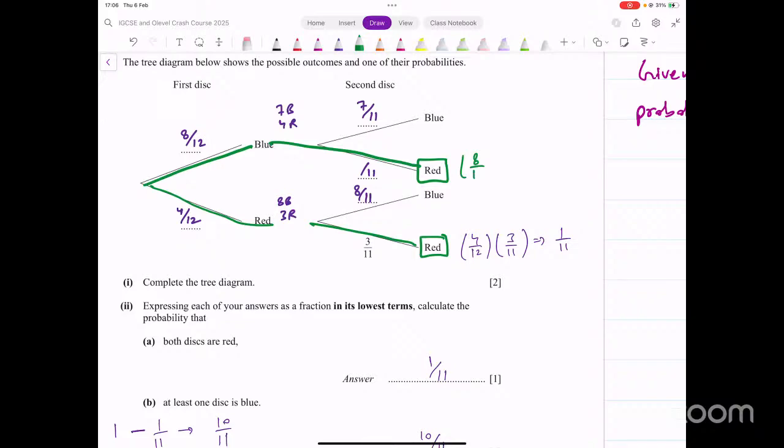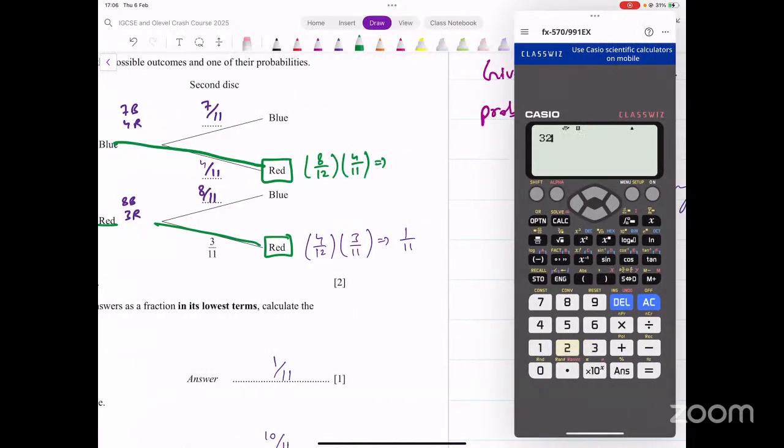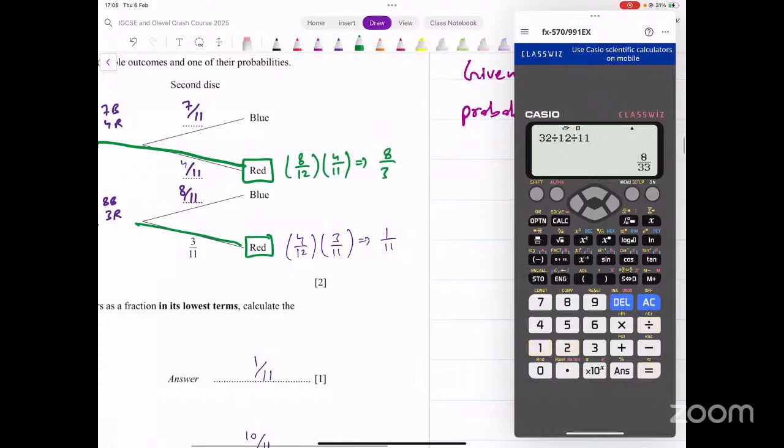8 out of 12 times, what was this number? 4 out of 11. What does that give us? That gives us 32 divided by 12 and 11. That's 8 out of 33. And that's not a nice way of putting it on a calculator. Might confuse you. 8 over 12 times 4 over 11. That's what I'm doing, okay? That gives me 8 over 33.